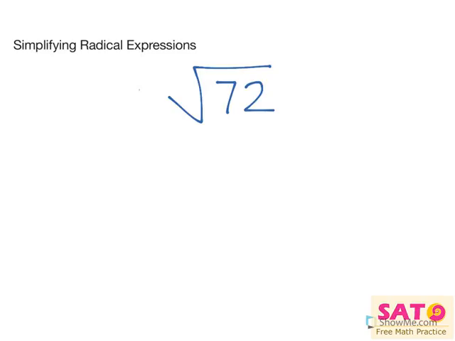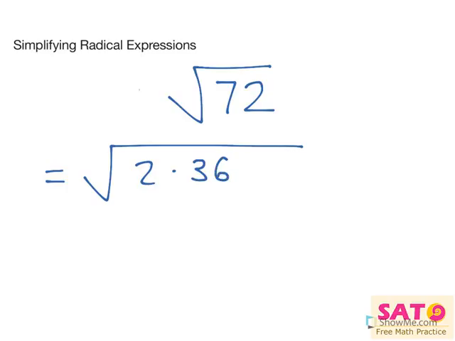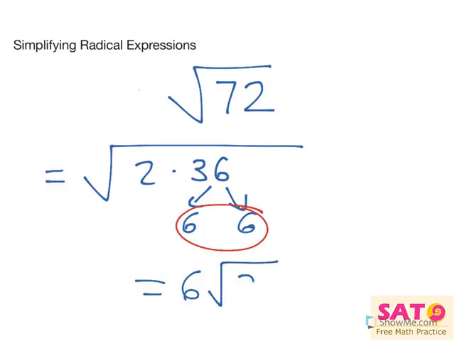So here we have the square root of 72. And let's think about that. Well, we can deduce that it has 2 at least, 2 times, let's say, 36. Well, let's break down 36. 36 is just 6 times 6, right? And that is 2 of the same number, so we can group them together and remove them. So we would get here 6 square root 2.